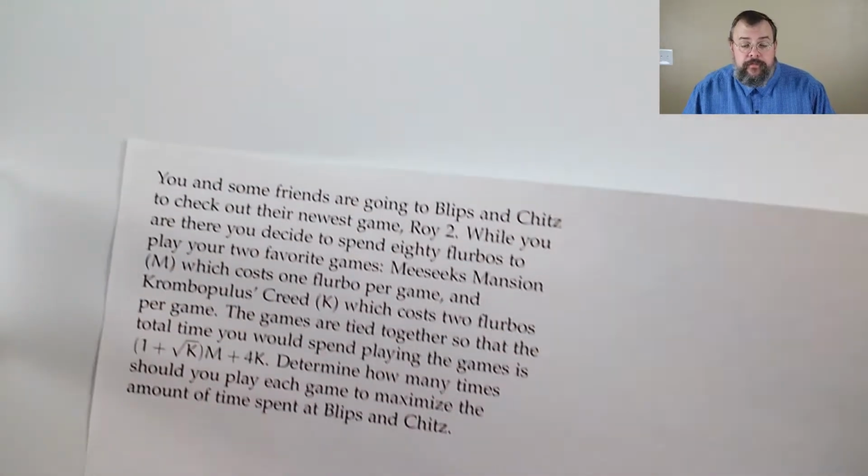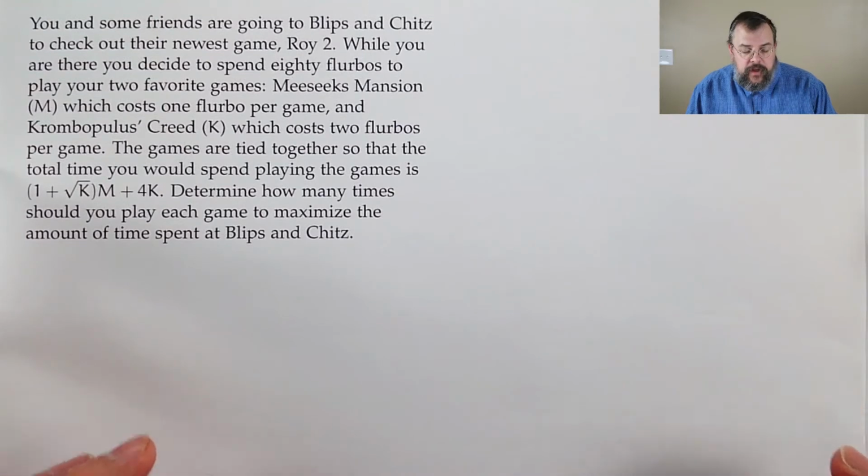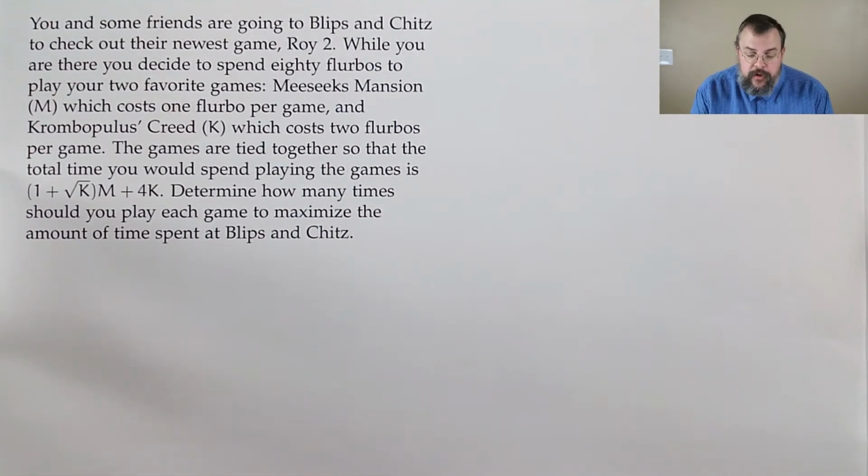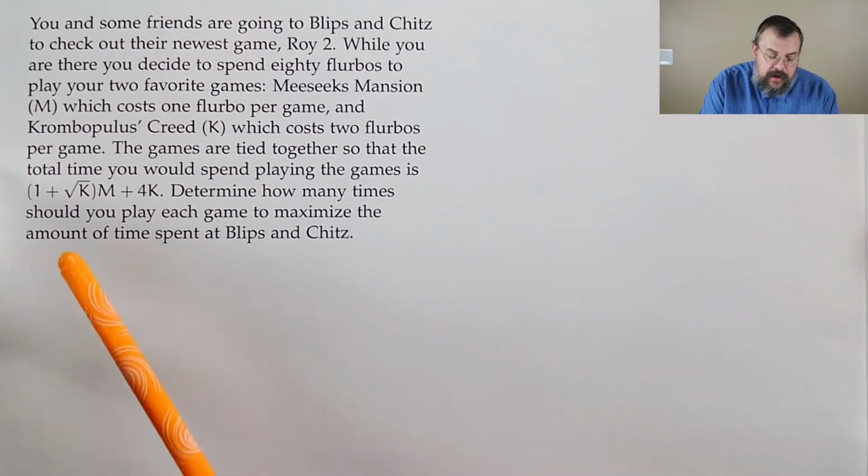Well, let's try another problem. So, you and some friends are going to Blips and Chits to check out their newest game, Roy 2. While you are there, you decide to spend 80 flerbos to play your 2 favorite games. Meeseek's Mansion, that's going to be denoted by M, and it costs 1 flurbo per game, and Crumbopulous Creed, which costs 2 flurbos per game. The games are tied together so that the total time you would spend playing the games is 1 plus root k times m plus 4k.